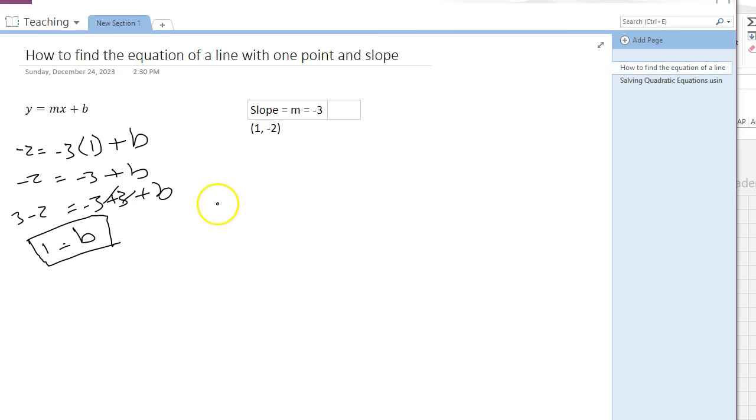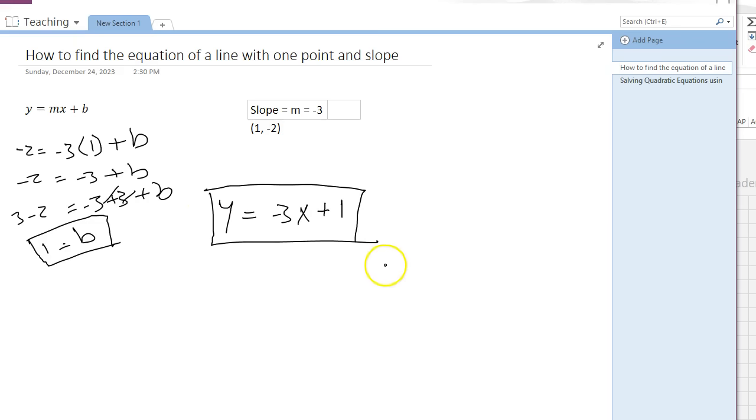So your equation would be y equals m, which is -3, x, and b is 1, plus 1. That would be your equation. Okay, let's plot this equation. So we know b is 1, and we have one point, which is (1, -2).